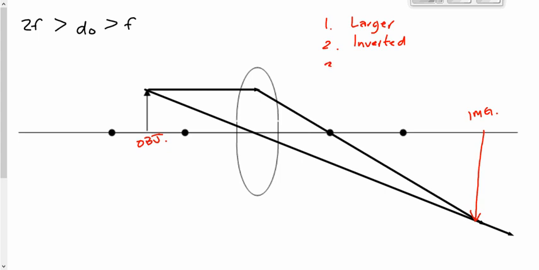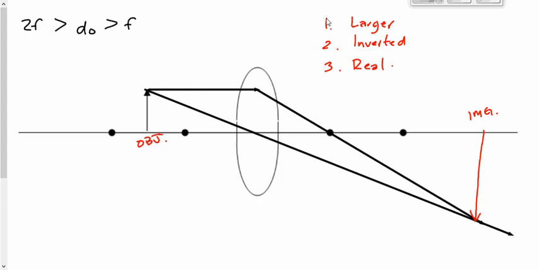Now remember that third one, the tricky one, real or virtual? Real means it can be projected onto a screen. Virtual, it can't be projected onto a screen. What is this? It's real. Yeah, it's real. It's real because solid lines intersect. Shortly, you're going to see a situation where that's not the case, but for now, it's still real. So those first three scenarios, we get real images, images that can be projected onto a screen. You could also look through the lens in order to see them.